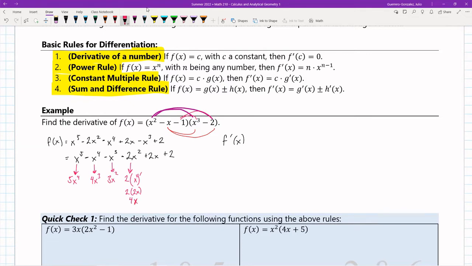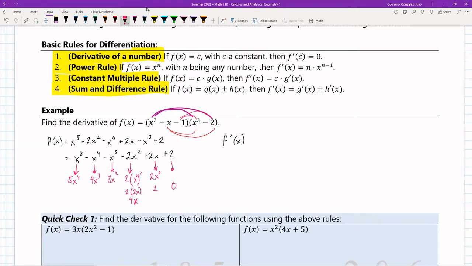Okay. The derivative of just 2x is going to be 2x to the 0 power, which is anything to the 0 power is 1, if you remember from pre-calc. So it's going to be just 2. And then the derivative of just 2 is going to be 0.